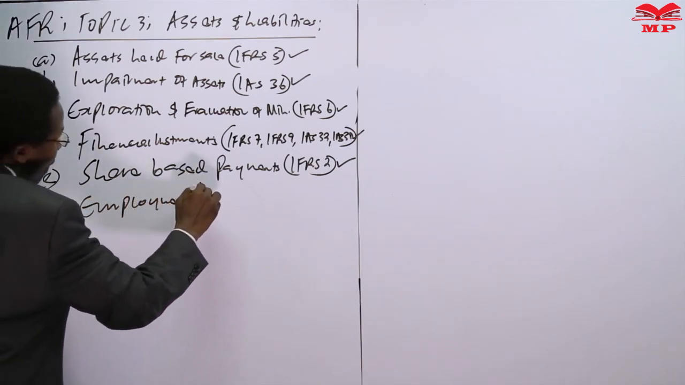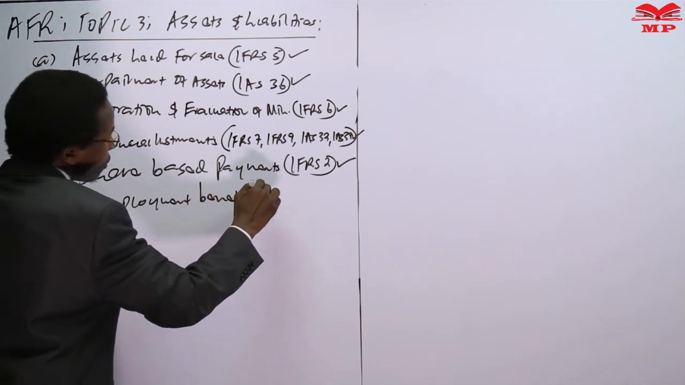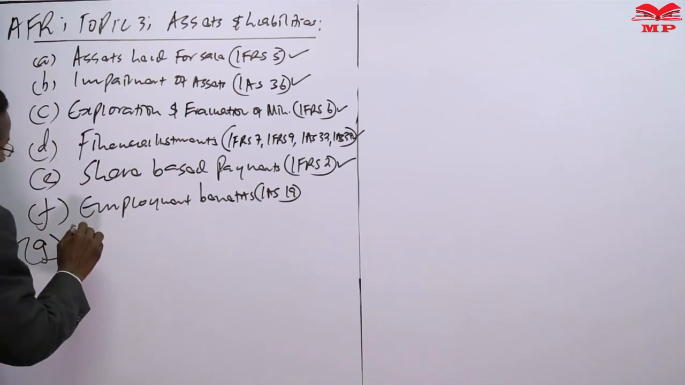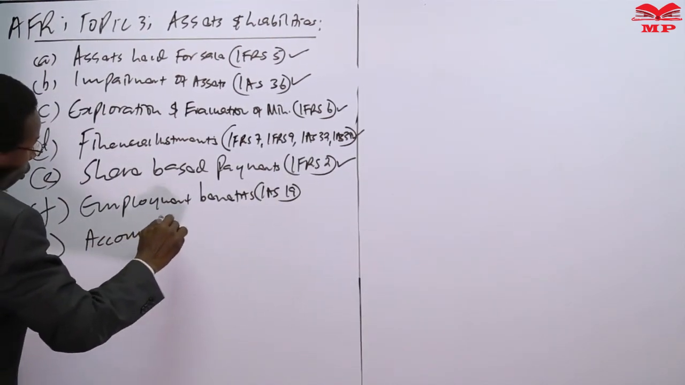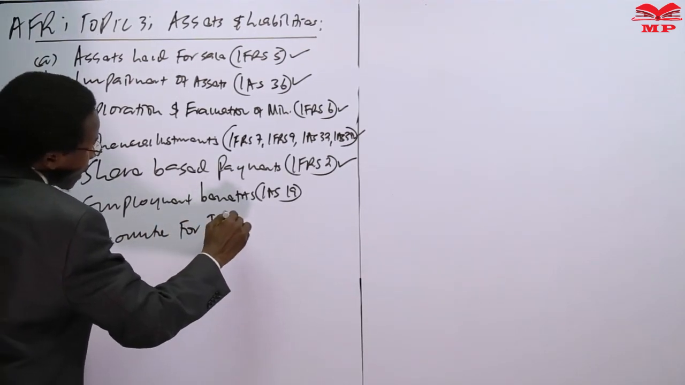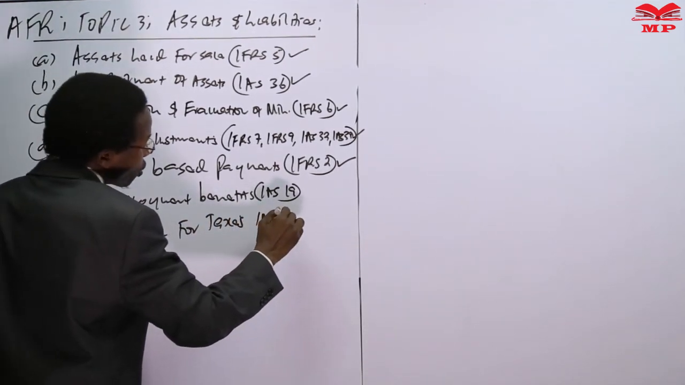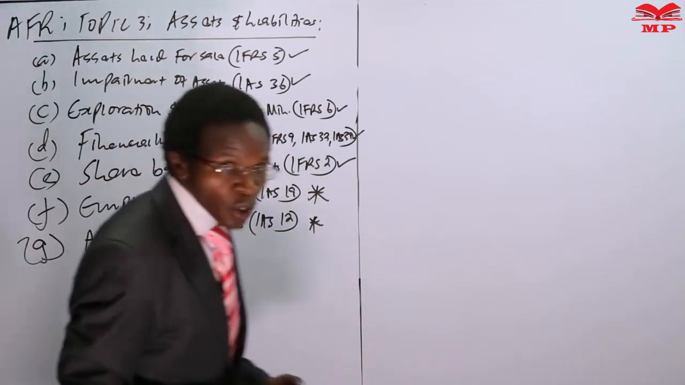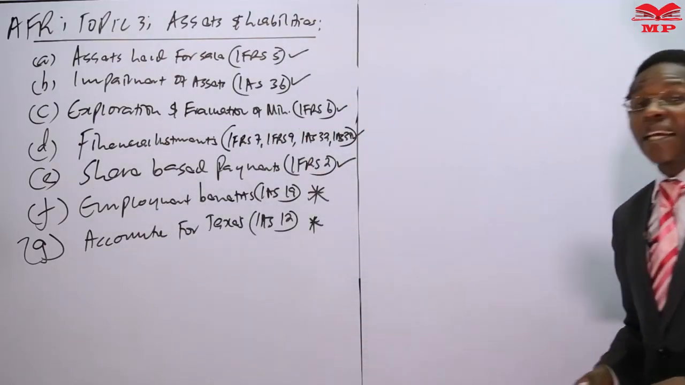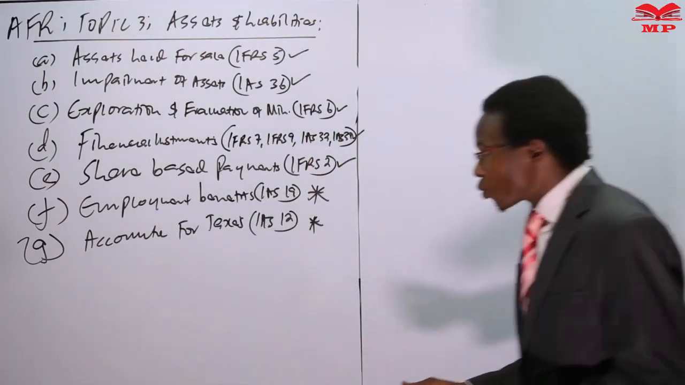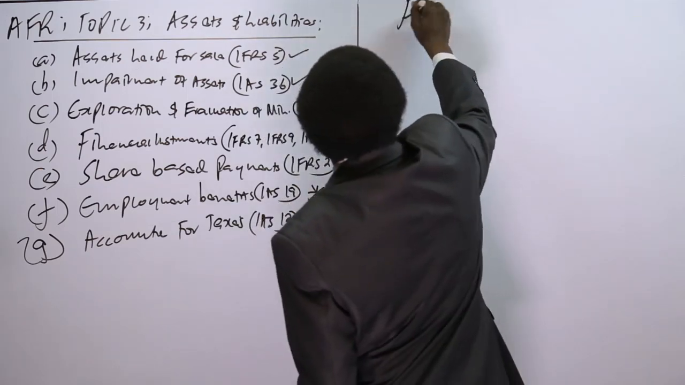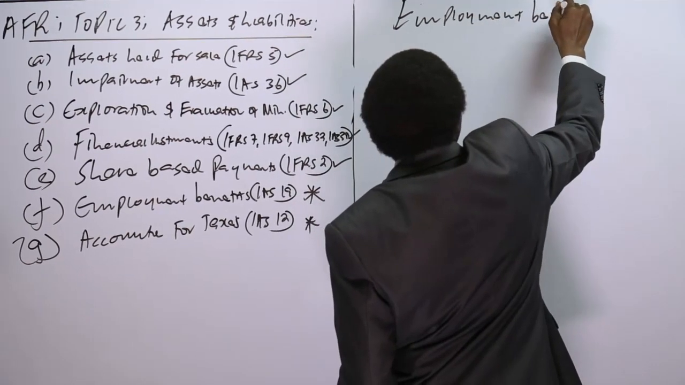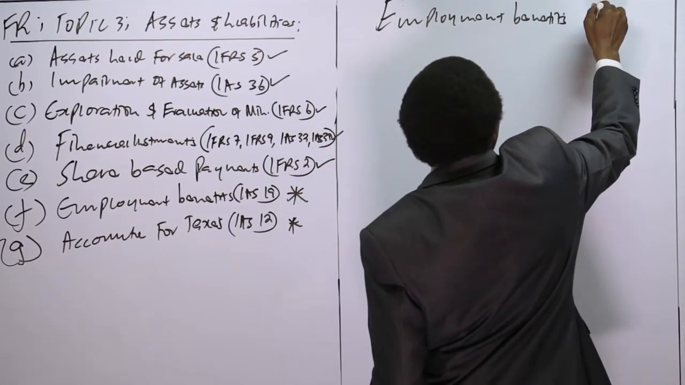Employment benefits. In employment benefits, this is in respect to IAS 19. So then we also look at accounting for taxes. This is IAS 12. Now, these are the 2 items we have not done. Today's session, we want to look at IAS 19, that's employment benefits. That's what we want to start with today. Accounting for employment benefits, IAS 19.